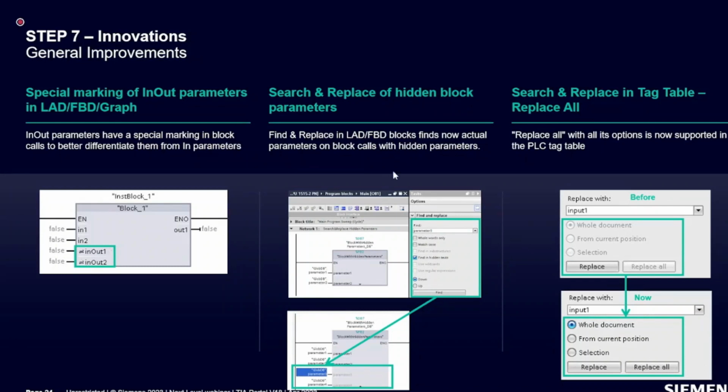And find and replace now also works in hidden blocks. Suppose in a block you have hidden parameters; find and replace did not work on them in the previous version. Now it is possible to do find and replace in hidden blocks also. One more improvement is search and replace in the tag table: previously, replacing from the current position or within a selection was not possible. Now you can replace the tag from the current position or within the selection. These are minor innovations which have happened in version 18.